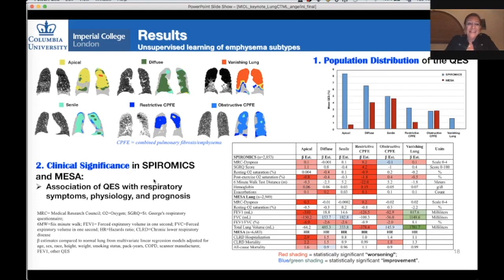The second thing we looked at is the clinical significance of those QES in SPIROMICS and MESA, and that means measuring association of QES with respiratory symptoms, physiology, and prognosis. So there's a lot of information here. This is for individual QES here per columns. And the red shading basically indicates statistically significant association in the sense of worsening symptoms, while the blue and green shading indicates statistically significant improvement. And we also evaluated here association with outcomes such as hospitalization and mortality.